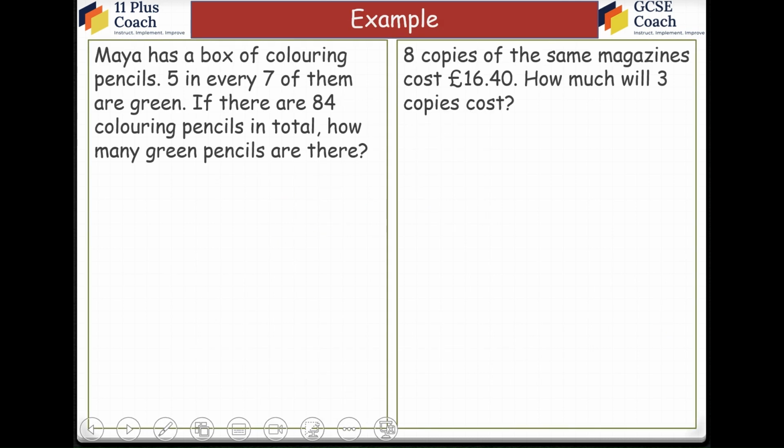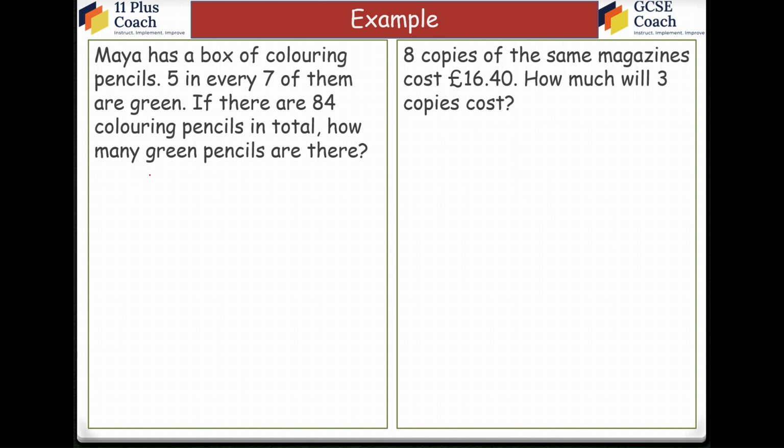Okay, let's carry on with this. As an example, Maya has a box of coloring pencils. 5 in every 7 of them are green. If there are 84 coloring pencils in total, how many green pencils are there? You can pause the video if you like and try to solve it before I show you the answer.